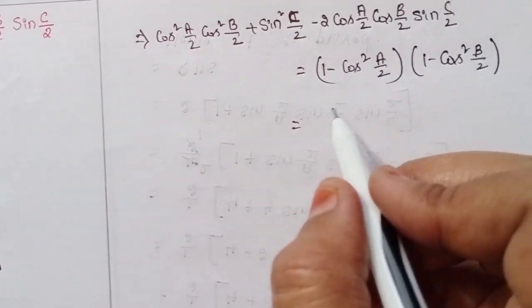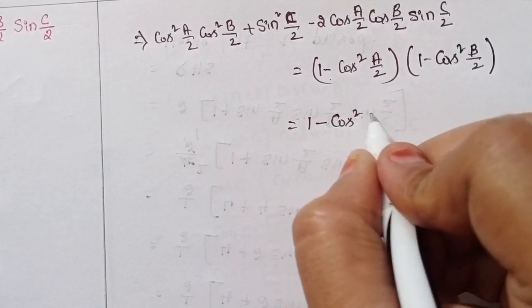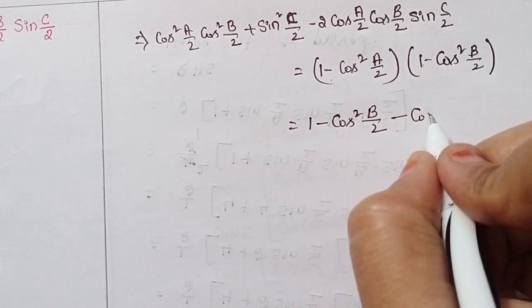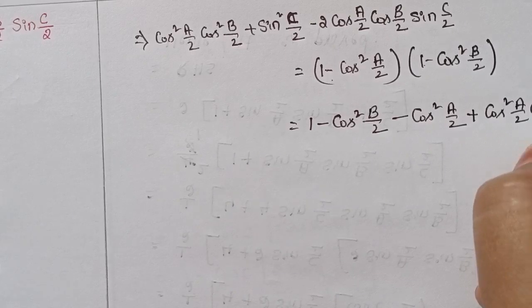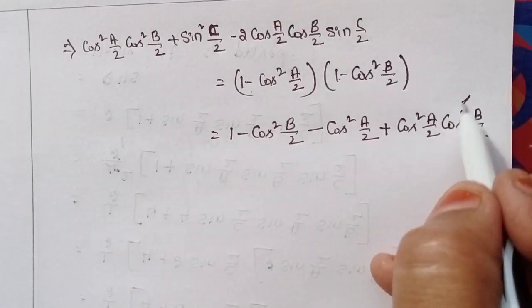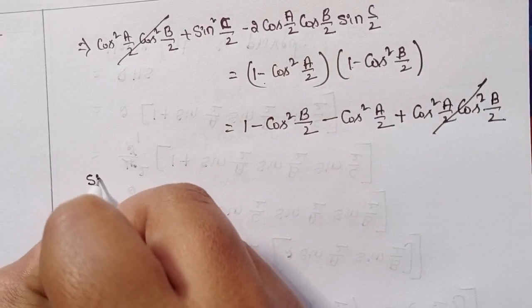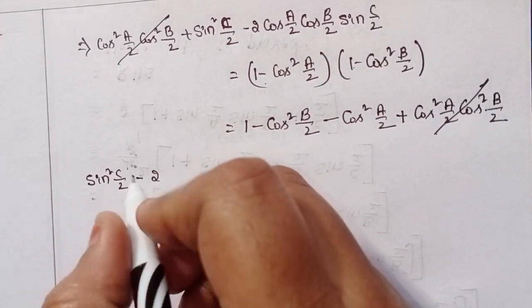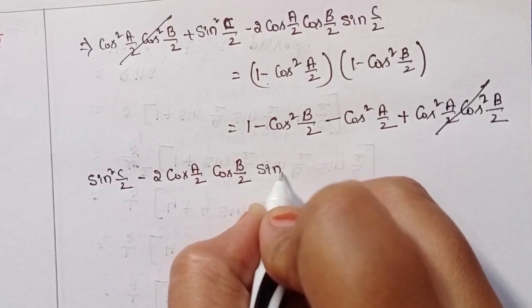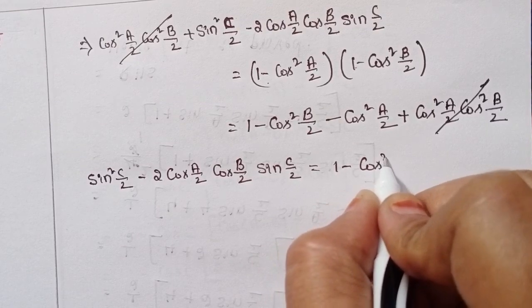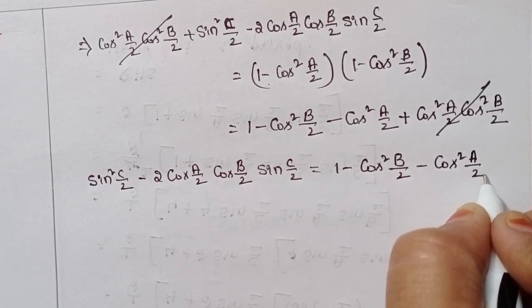Now here beta, observe here, multiply these two terms. 1 into 1, 1 minus cos square b by 2 minus cos square a by 2 minus into minus plus cos square a by 2 into cos square b by 2. Okay, this term cancel. Now write remaining terms. Sin square c by 2 minus 2 times of cos a by 2 into cos b by 2 into sin c by 2 equal to 1 minus cos square b by 2 minus cos square a by 2.